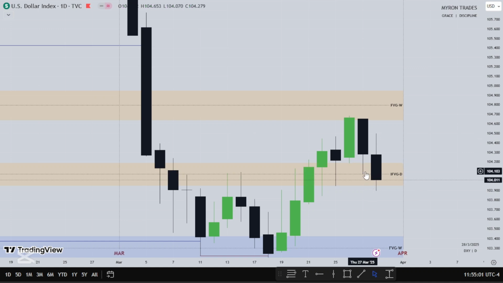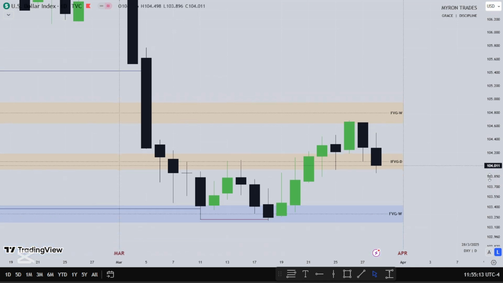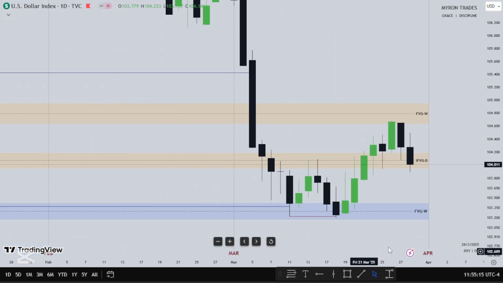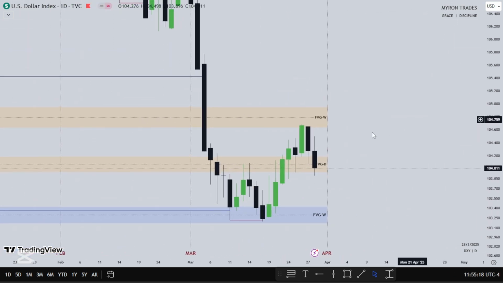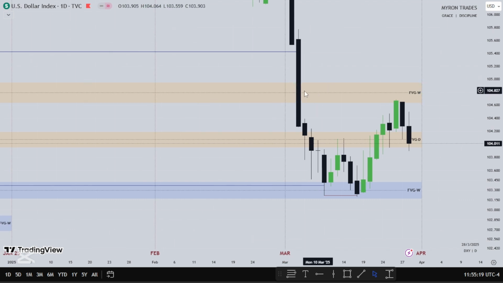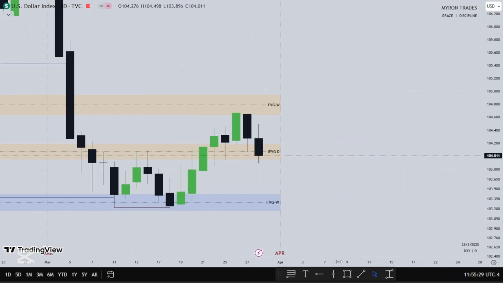I was hoping maybe Friday would gain some support from this fair value gap and go higher, but look at what Friday did. Friday opened, traded up, then closed below. Why? Because the dollar is weak. The dollar is weak as fuck. Excuse my language. The dollar is weak after finding resistance from this fair value gap from the weekly time frame. We had Thursday being bearish, Wednesday being bearish on the dollar as well.